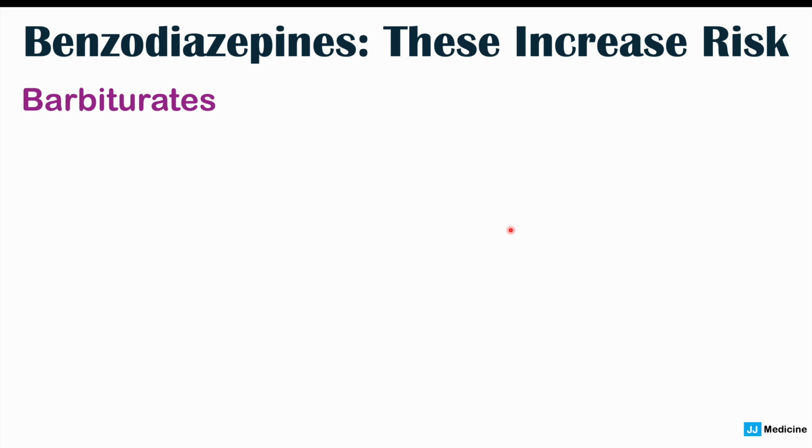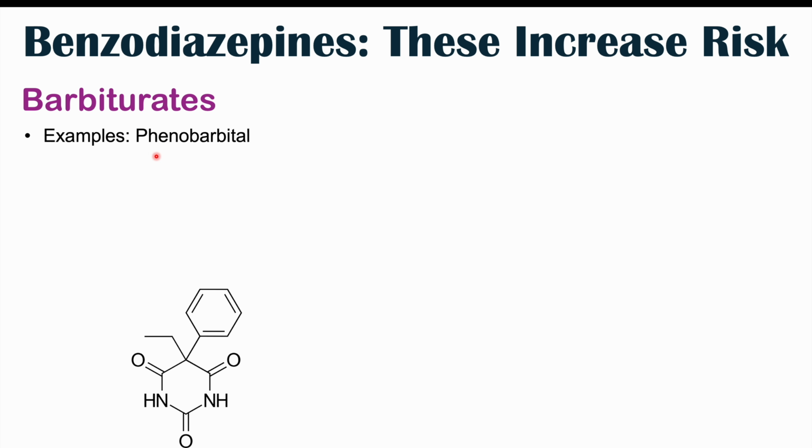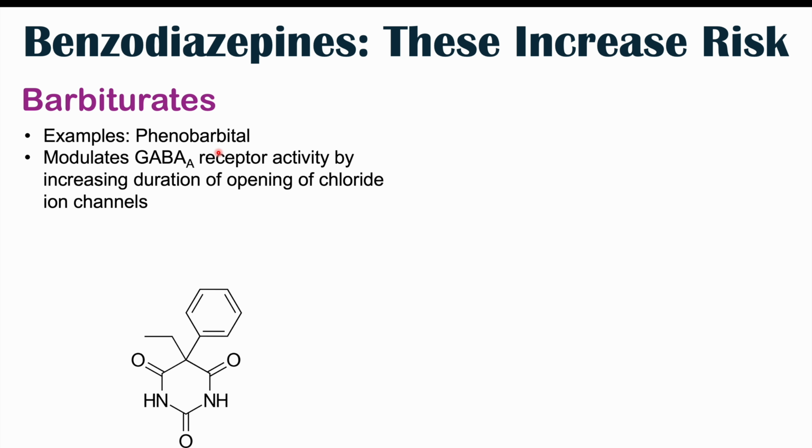Now, some prescription medications that can have severe interactions with benzodiazepines include barbiturates. Barbiturate medications include phenobarbital as an example. These barbiturate medications modulate GABA-A receptor activity by increasing the duration of opening of chloride ion channels. We mentioned before that benzodiazepines modulate the activity of the GABA-A receptor to increase the frequency of opening of chloride ion channels, but barbiturates will actually increase the duration of opening of chloride ion channels. This will lead to a very significant generalized decrease in neuronal activity.